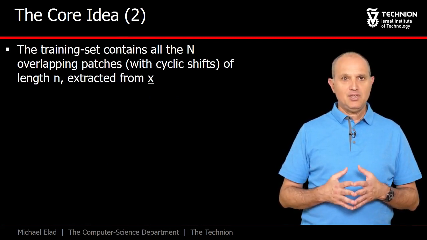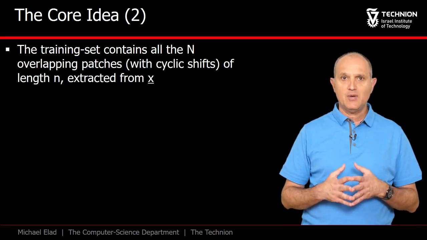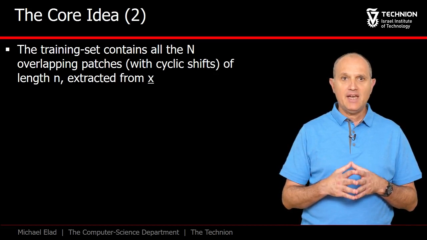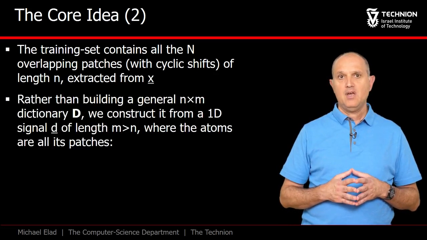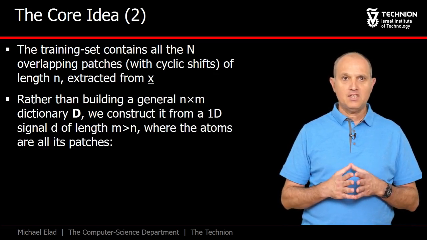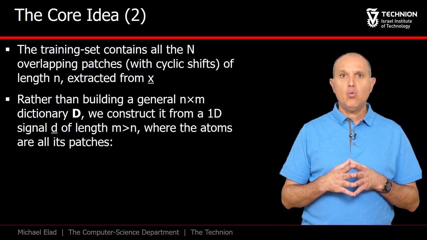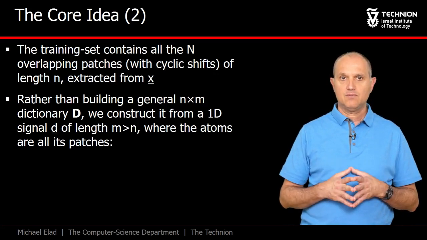Since we operate on patches, the training set includes all the fully overlapped patches we can extract from X. By allowing cyclic shifts, we have capital N such patches, and each is of length small n. And now to the main idea. Instead of training a general n by m dictionary, D, we will train a 1D signal of length m in which all its patches are our atoms.